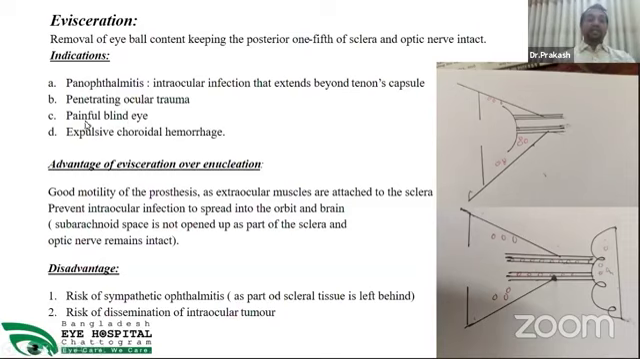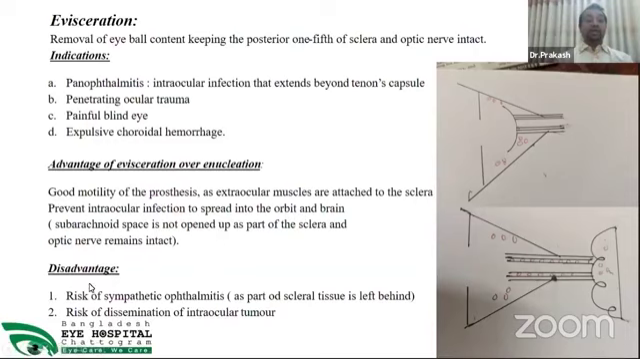And if there is a penetrating ocular trauma, painful blind eye, or expulsive choroidal hemorrhage, you can also do the evisceration. The advantage of evisceration is that part of the sclera is intact. So if you place the artificial prosthesis, you can get some movement, and that is cosmetically the most effective, most promising. The advantage of evisceration over enucleation is good motility of the prosthesis, as extraocular muscles are attached to the sclera, and it prevents intraocular infection from spreading into the orbit and brain, because the subarachnoid space is not opened up, as I mentioned.